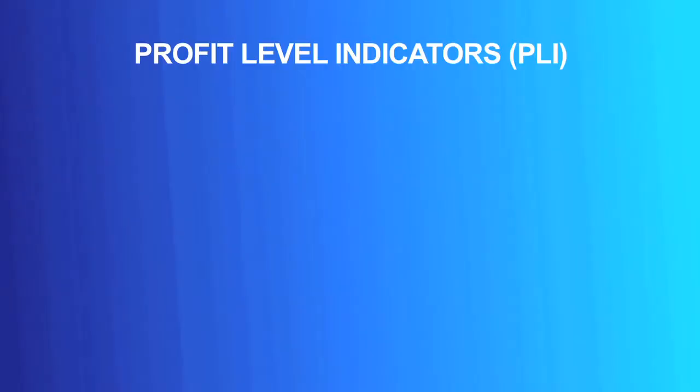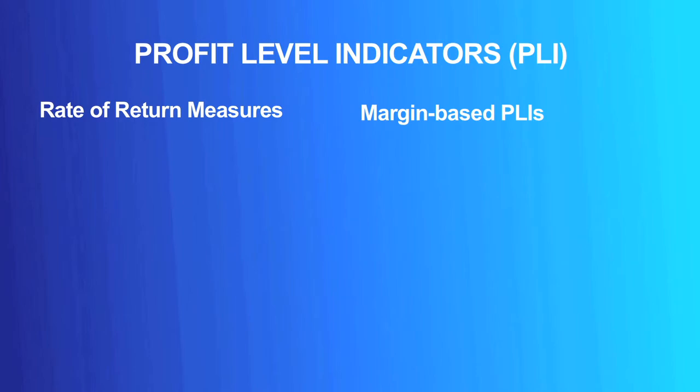You have chosen the best method. Now what? It is time to select your profit level indicator, commonly abbreviated as PLI. Profit level indicators can be divided into two macro categories: rate of return measures and margin-based PLIs.